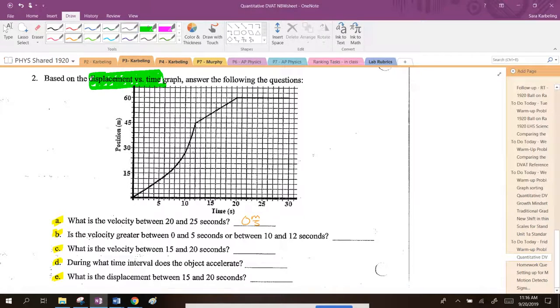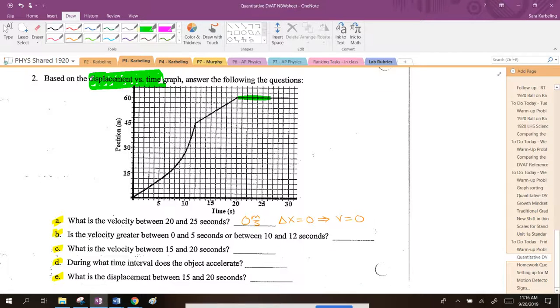Yeah. So between 20 and 25 seconds, that's up here, right? There's no change in position, which means that there's no velocity. Okay. You can say the slope is 0. That's another way to say that.